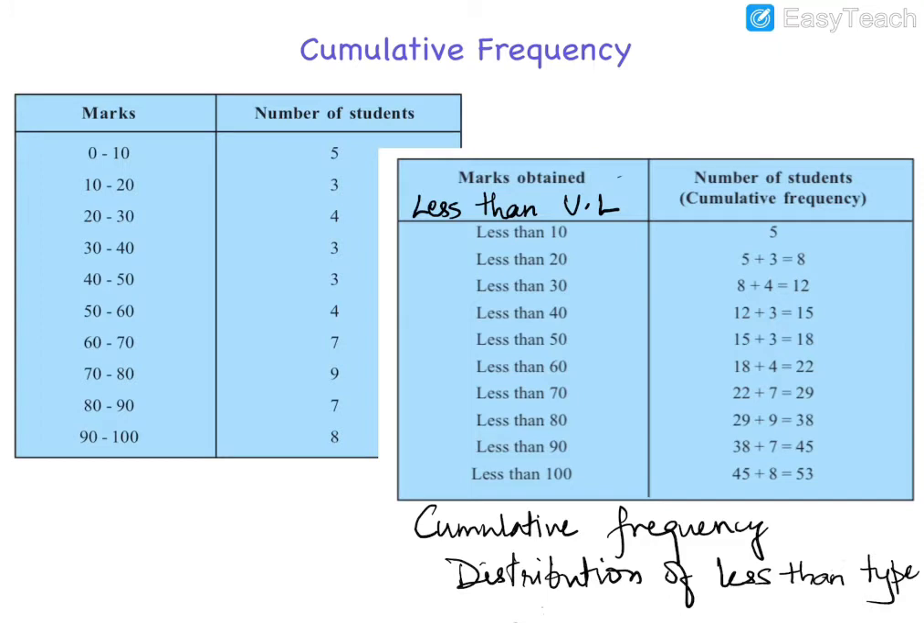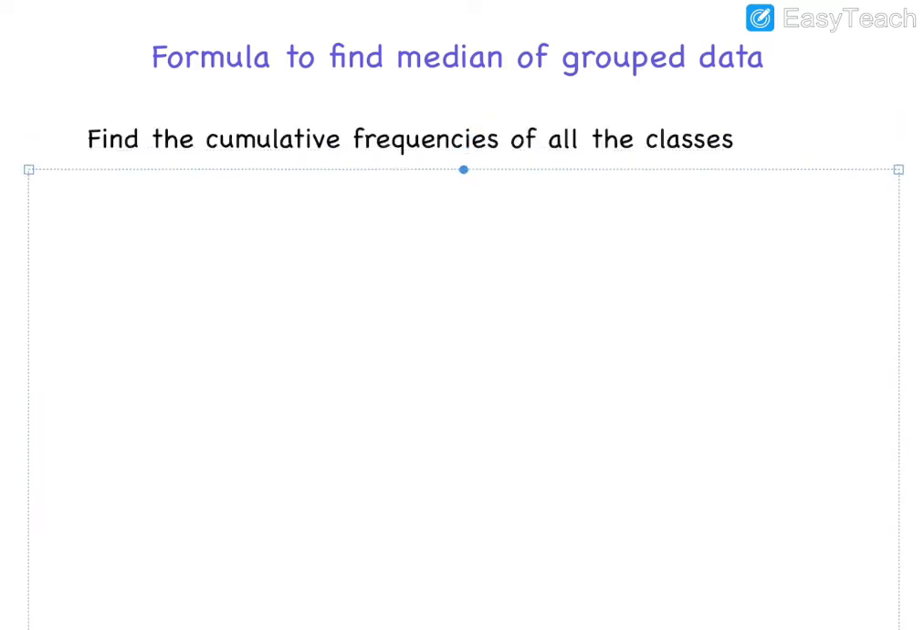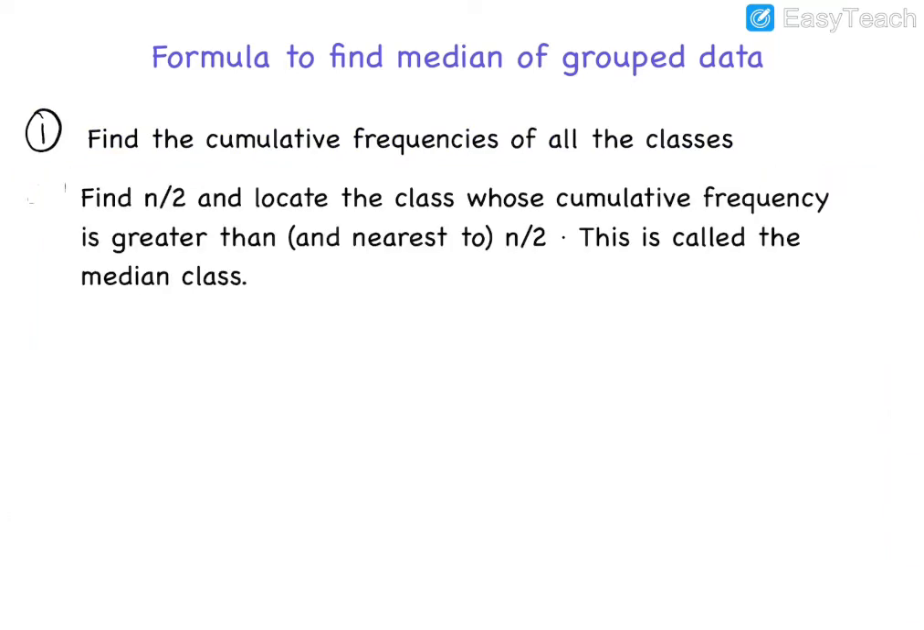So let's learn how to identify this class interval in which the median lies, and then we are going to learn a formula to calculate this median. So the first step to find the median is to calculate the cumulative frequencies of all the classes. The next step is to find n upon 2 and locate the class whose cumulative frequency is greater than and nearest to n upon 2. This class interval is called the median class.